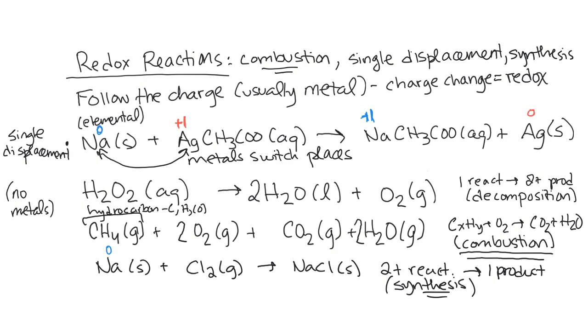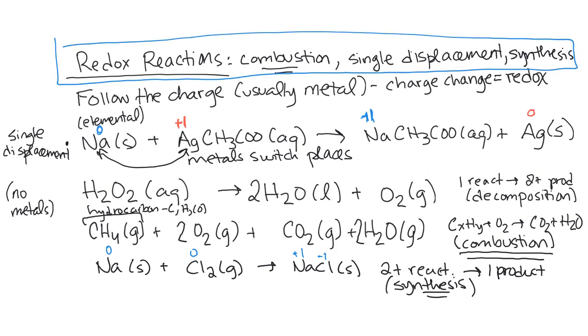Why? These are elements, 0 and 0. This is +1. This is -1. There was a charge change. So for redox, you want to think about these general characteristics, that a charge change equals redox. And then there's these three subtypes: combustion, single displacement, and synthesis. You want to practice identifying those.